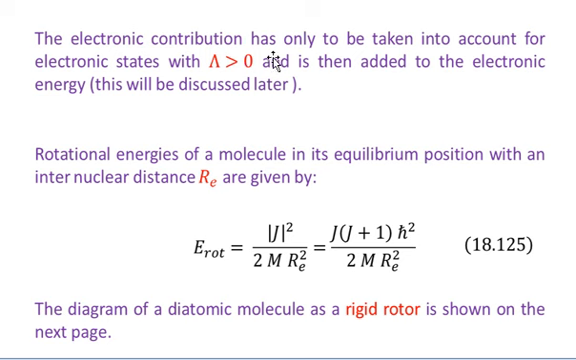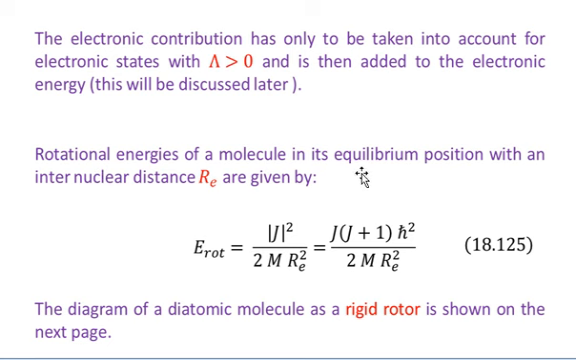The electronic contribution has only to be taken into account for electronic states when the value of capital lambda is greater than 0. That is, the projection of the total angular momentum capital L on the internuclear axis, which we call capital lambda, should be greater than 0 and is then added to the electronic energy. This will be discussed later on in the next few lectures.